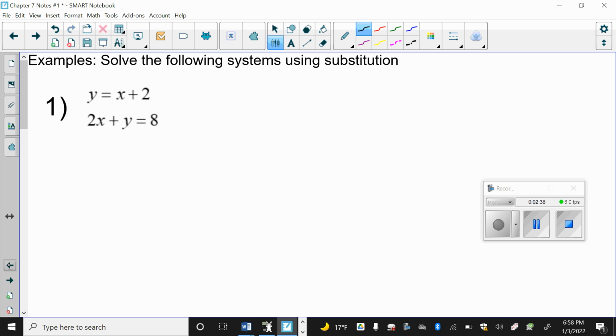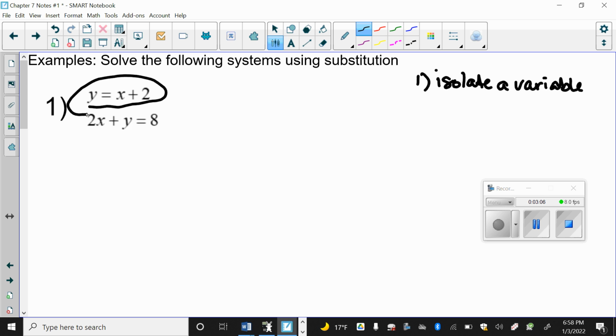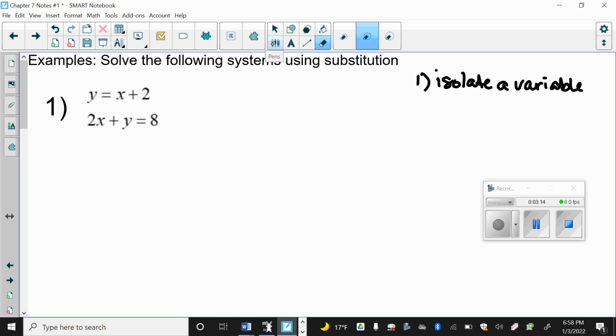All right, so our first example: solve the following system using substitution. Example number 1, y equals x plus 2 and 2x plus y equals 8. So the first thing that you have to do when you're solving a system of equations is isolate a variable. This is usually done for you already, and in this case that's done for us already. In our top equation, y equals x plus 2, y is already isolated.